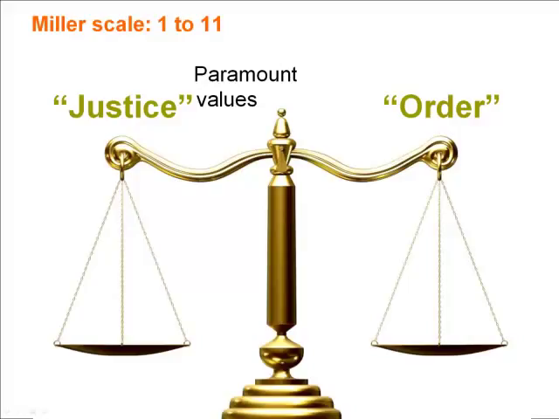In Miller's writings, he argued that there was an 11-point scale. On the one end, there was justice. On the other end, order. And he basically broke these down to a left-right or a liberal-conservative way of generalizing or measuring people's ideology. With those on the left, their paramount value was justice or fairness, and on the right, their paramount concern was an orderly society.